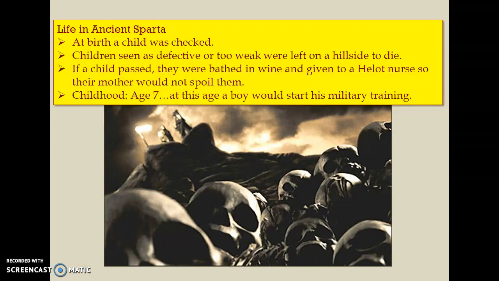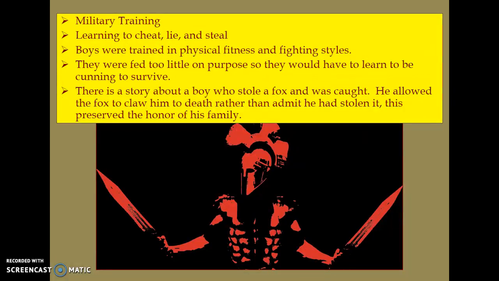Life in Sparta. Spartans weren't too keen on weakness. So if you were weak, either physically or mentally, or maybe you had a condition or a disease, you were weeded out and cast out of their city-state. Military training was pretty intense. Lying, cheating, stealing, being physically fit, never giving up. They were pretty hardcore.